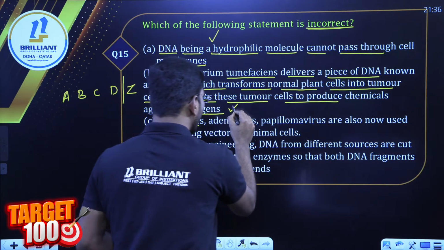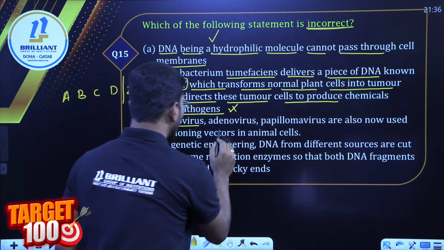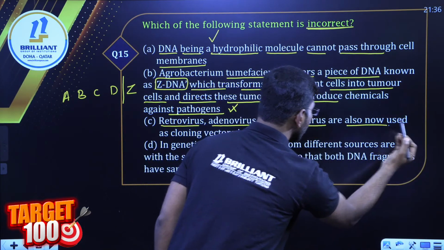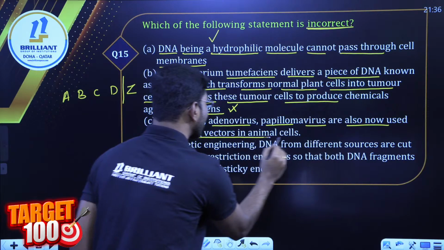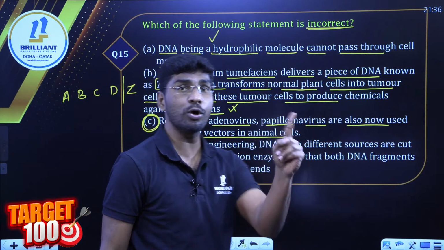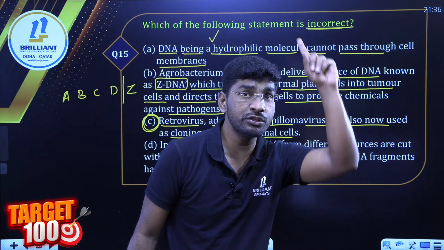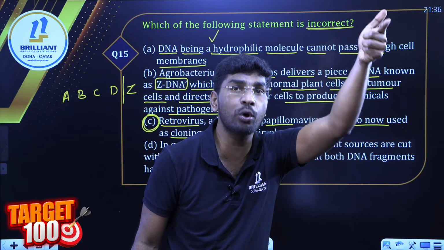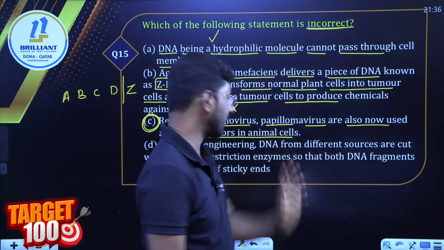Retroviruses, so this statement is wrong. Retroviruses, adenovirus, papilloma virus are also known to use a what? Cloning vector in animal. If you able to recall, option C is close to gene therapy, right? In gene therapy, ADA enzyme deficiency therapy, we use what? Retrovector. So this statement is correct.